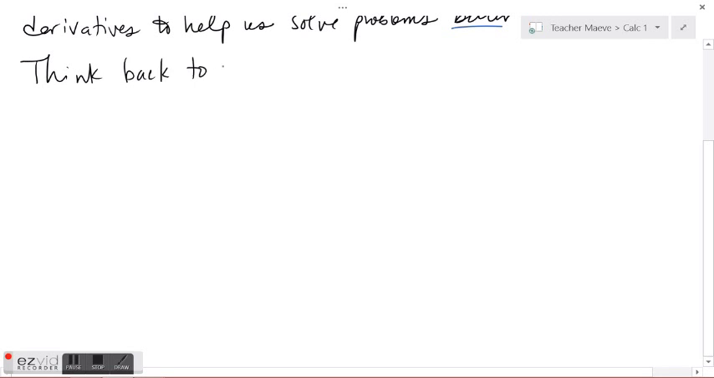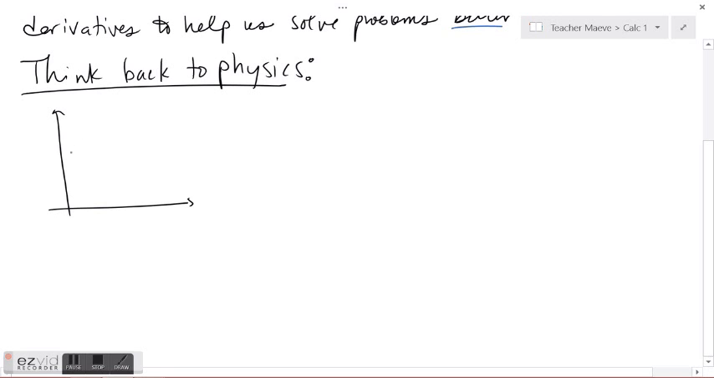So think back to physics your freshman year. And if you didn't go to freshman year here, that's okay. If you haven't taken physics, it'll still be alright. You can still get the gist. So we had a lot of problems with something going off a cliff.